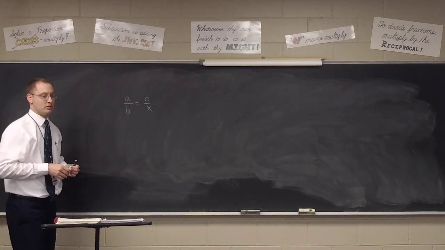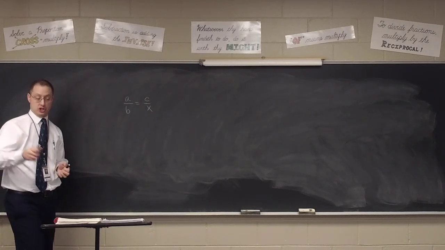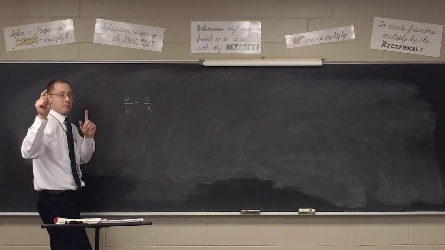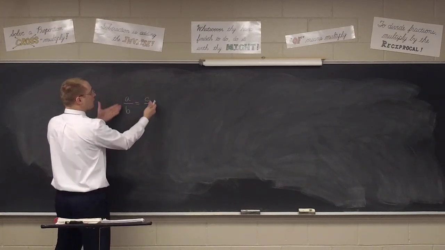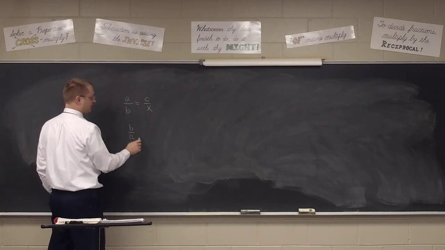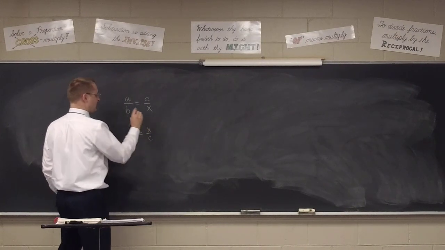Ethan? Alternation. No. Inversion. Inversion transformation. But the key is, remember, you said flip. We have to remember to flip both. So what would it look like if I flipped both? B is to A as X is to C. Good. B is to A as X is to C.